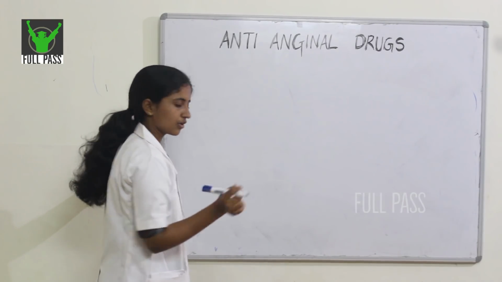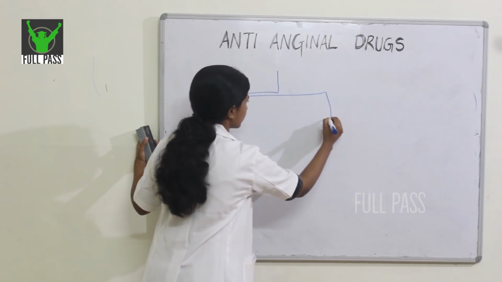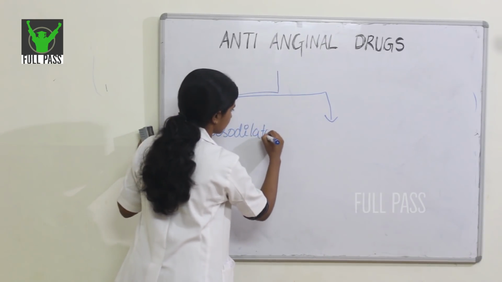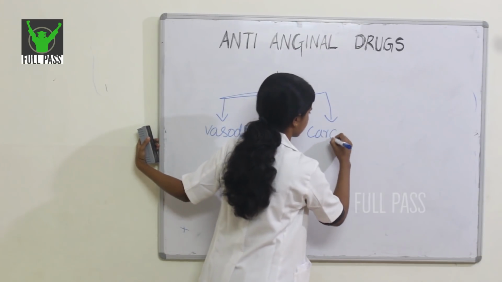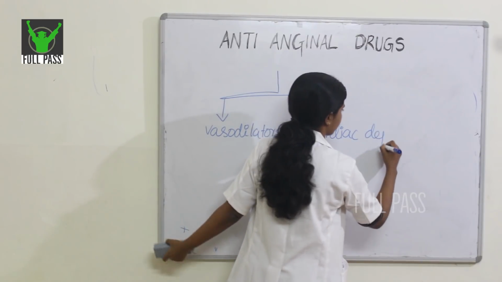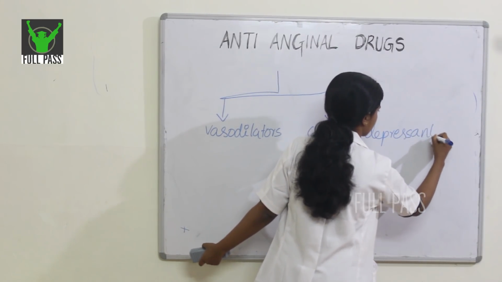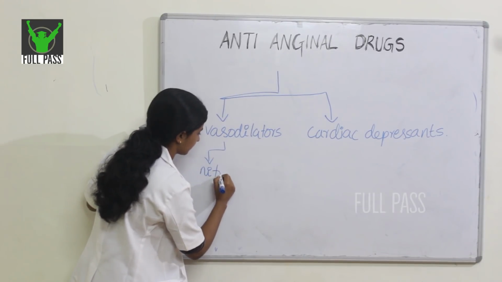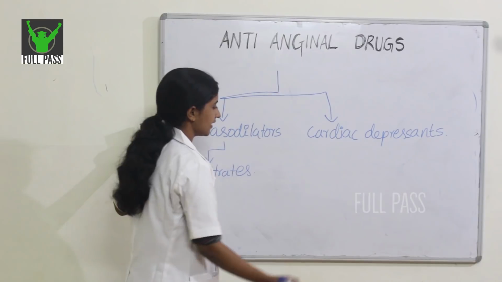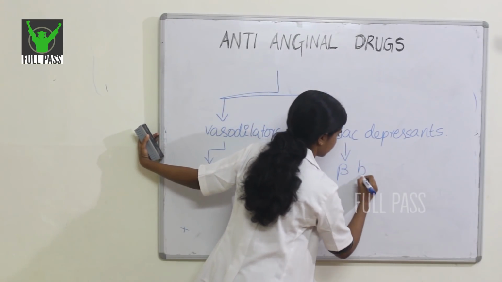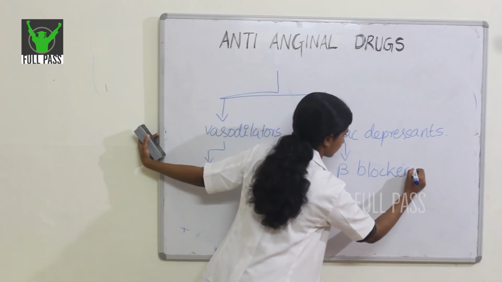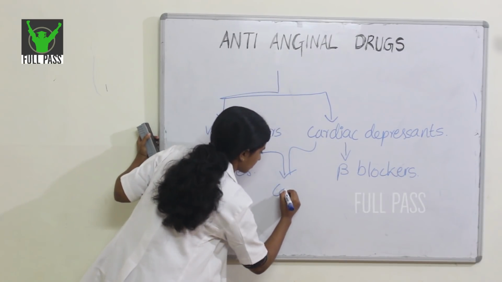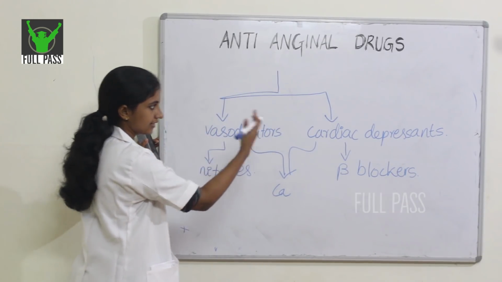Now moving on to the commonly used drugs in angina. We can divide them as vasodilators and cardiac depressants. The vasodilators are mainly nitrates, and the cardiac depressants are mainly beta blockers. And now we have calcium channel blockers, which have both vasodilator effect and cardiac depressant effect.